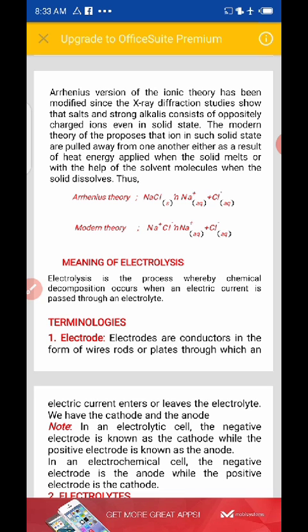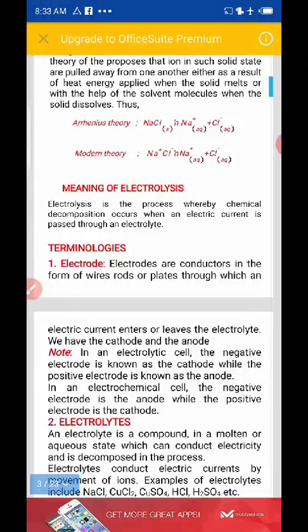Now, what's the meaning of electrolysis? Because this topic is electrolysis. Electrolysis is the process whereby chemical decomposition occurs when an electric current is passed through an electrolyte.